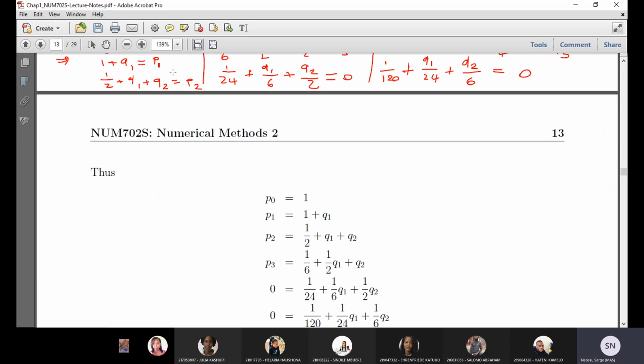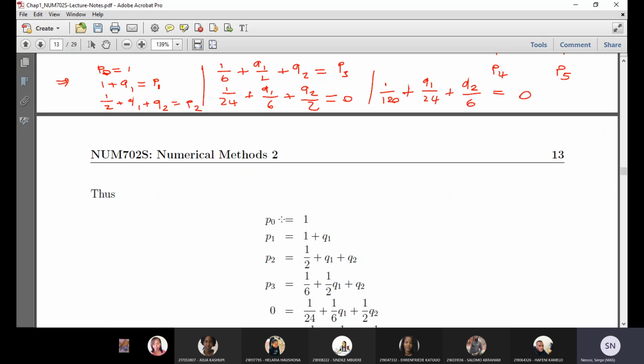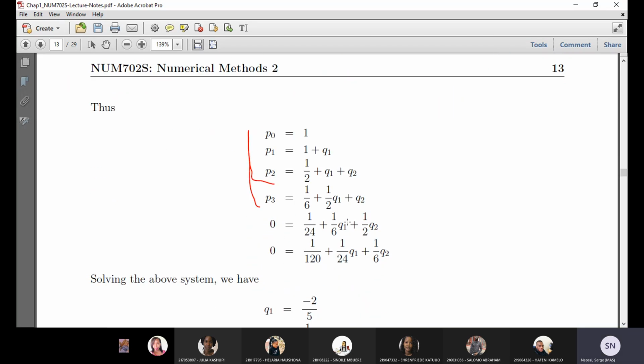All right, so once you write this, you already have the value of P0. P1 depends on Q1, P2 depends on Q1 and Q2. So we have this, but we need to get Q1 and Q2, and we also have this one, P3. P3 will also depend on Q1 and Q2. So we need to solve a system in Q1 and Q2. In that system, you can see that we have two unknowns in the Q's. And for these two Q's, we have an equation equated to 0 to solve for Q1 and Q2.